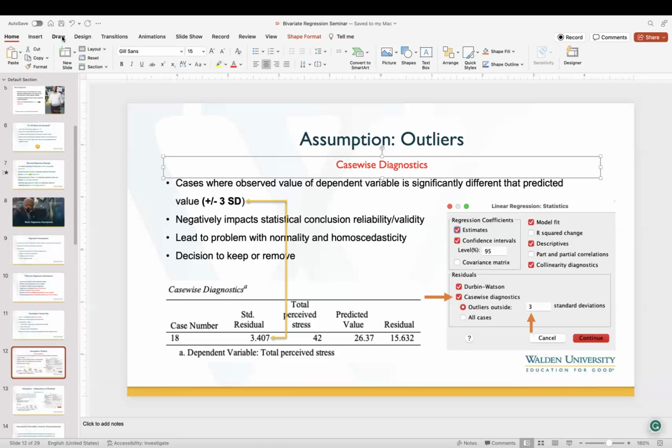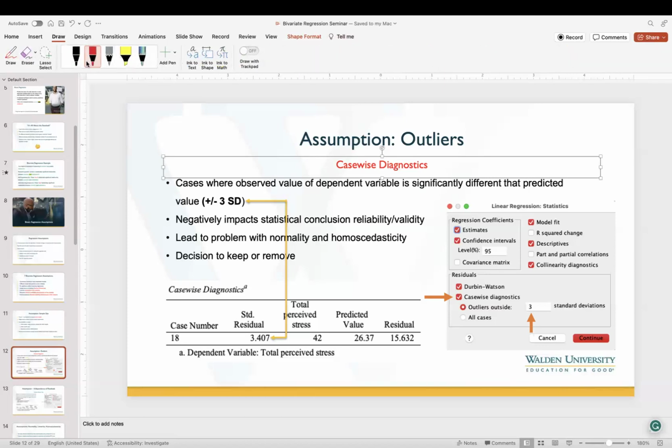Give me just a second here. I want to draw something. You see that even in the box, it says residuals. That's what you're assessing, the residuals. And so for outliers, we're going to make sure that we have something called the case-wise diagnostics check. And you'll see that's where that arrow is, okay?